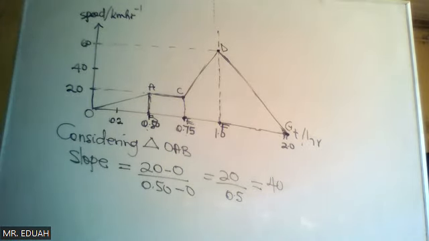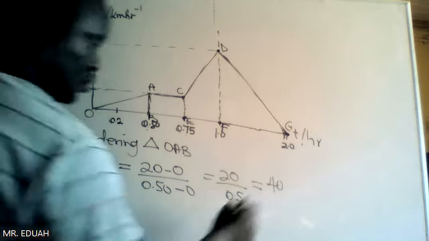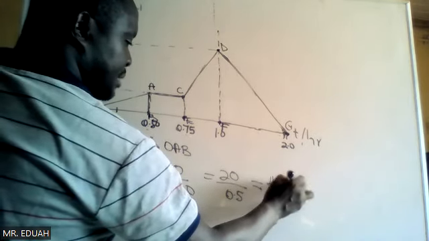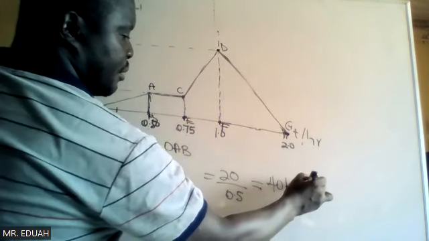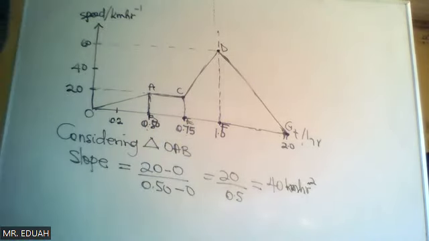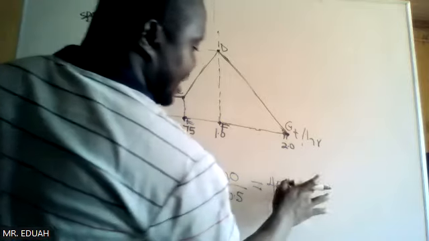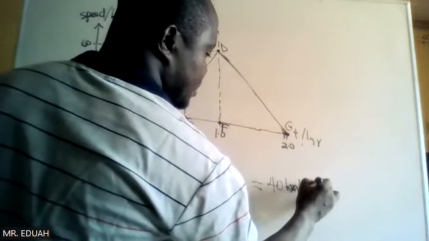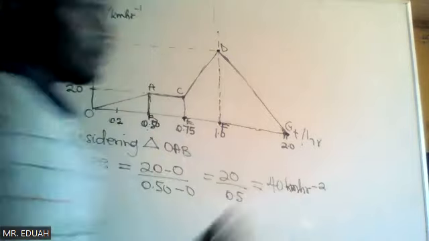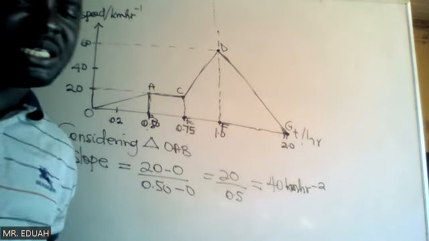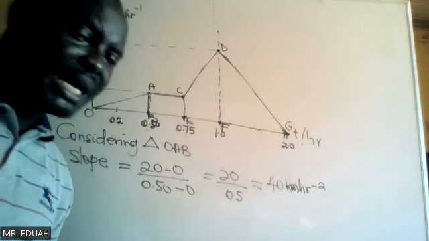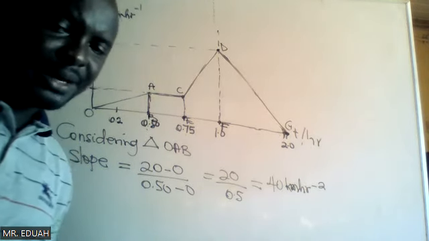Half is 1 over 2. So 20 times 2, 40 kilometer per hour squared. Please, nobody has asked that you convert. So do not worry yourself in converting from kilometer per hour to meter per second squared. It's a waste of pen and energy. Okay?